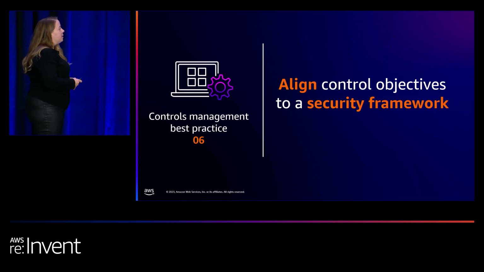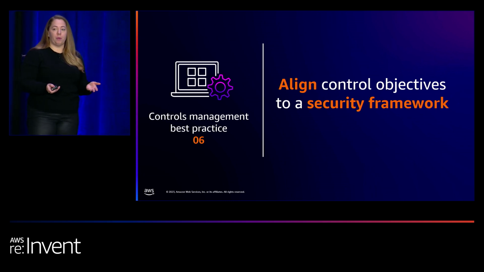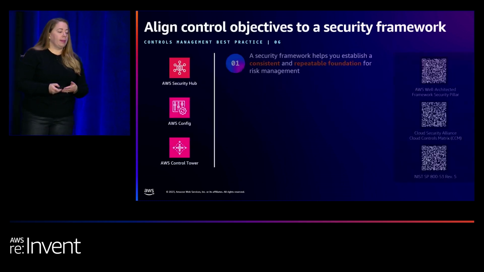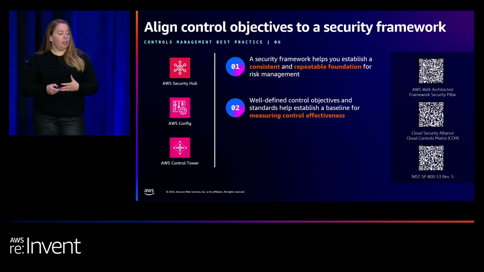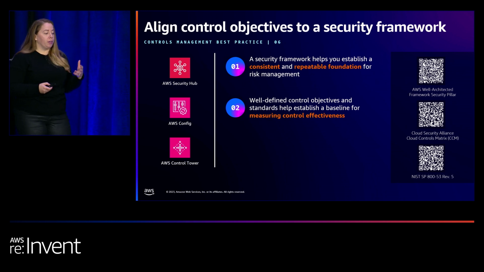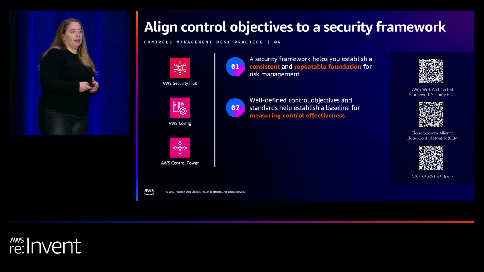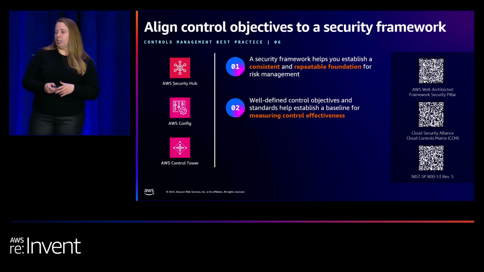So best practice number 6, align control objectives to a security framework. Right. This helps establish a consistent and repeatable foundation for risk management. And it also helps define and create that communication mechanism to establish a baseline for measuring control effectiveness. I would say, how many of you talk to your compliance or audit teams once a week?